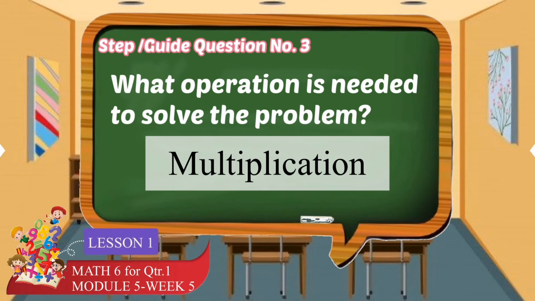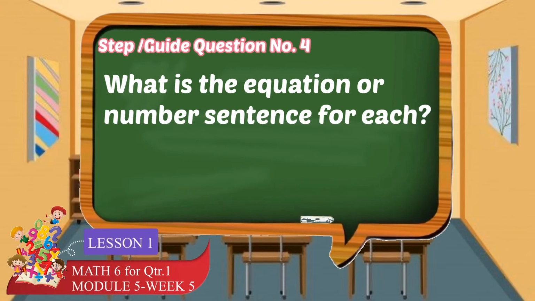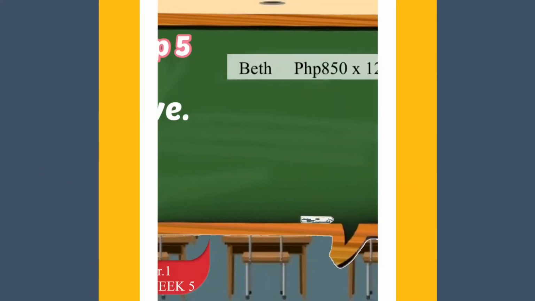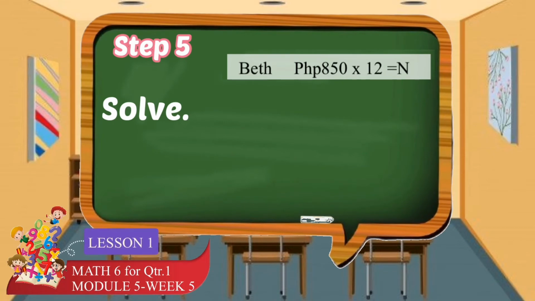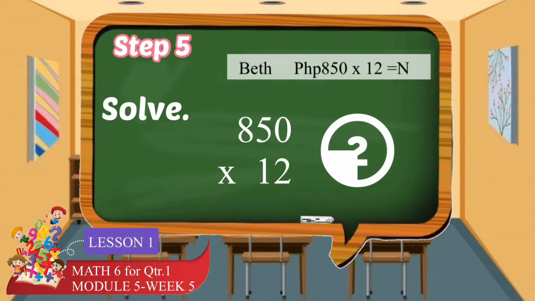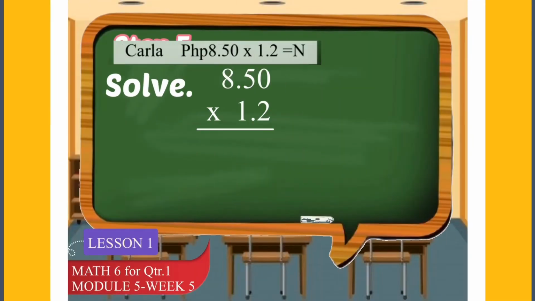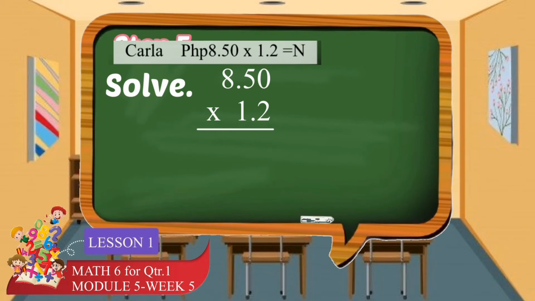Right, it's multiplication. Guide question number 4. What is the equation or number sentence for each? Right, for Beth, we have 850 pesos times 12 equals n. And for Carla, 8 pesos and 50 centavos times 1.2 equals n. Step 5. Let us solve how much did each of the girls pay. And let us start with Beth. 850 times 12 is equal to... Right. Beth pays 10,200 pesos. Now, for Carla, we're going to multiply two decimal numbers.